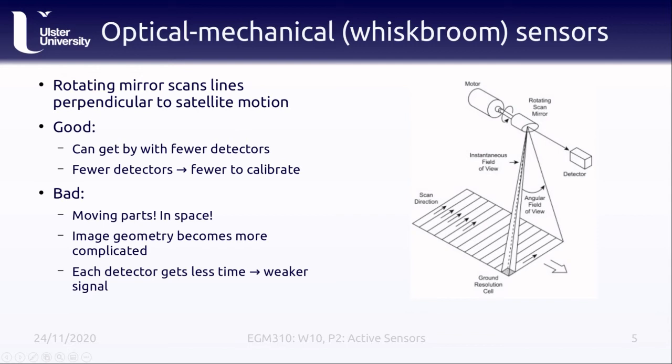Finally, because the sensor only has a very small amount of time to observe each small area on the ground, the signal recorded is weaker, which can lead to noisier, less sharp images.